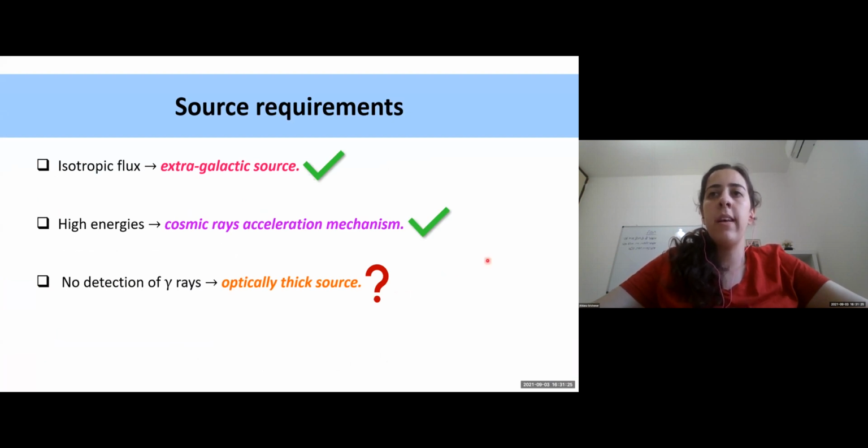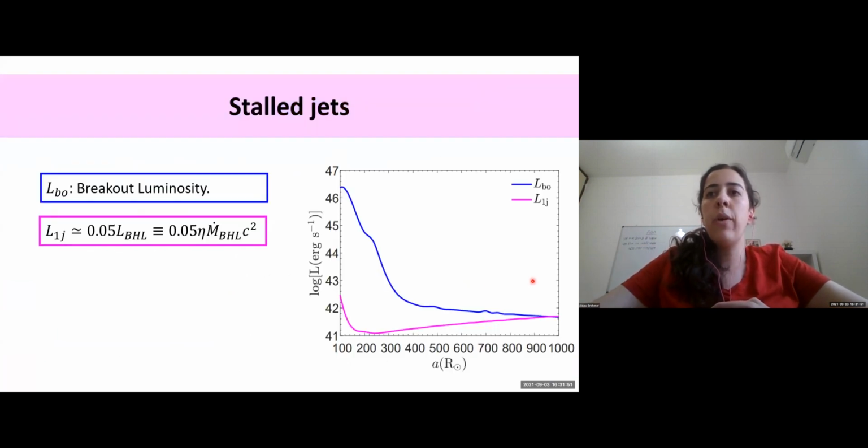So now we only need to show that our requirement is fulfilled. In order to do this, we have two stages. First, we need to show that the jets remain stored inside the envelope, because if they break out, the gamma rays would be visible. And after that, in the case where the jets remain stored, we need to show that the envelope is optically thick enough to retain the gamma rays inside. So first, we compute the breakout luminosity of one jet, which is the luminosity that a jet must have in order to break out from the envelope.